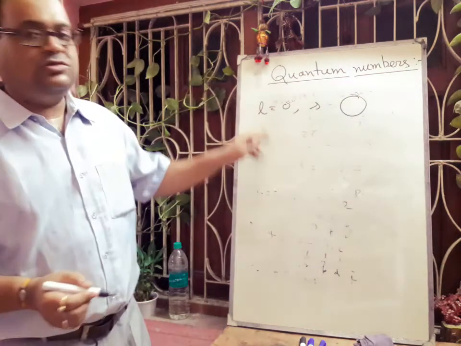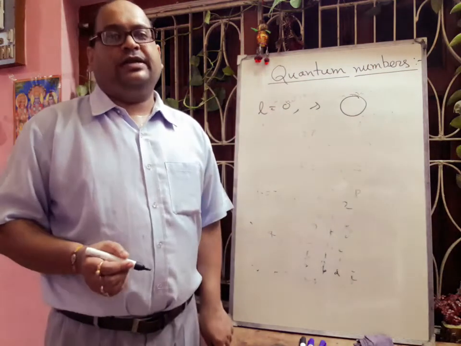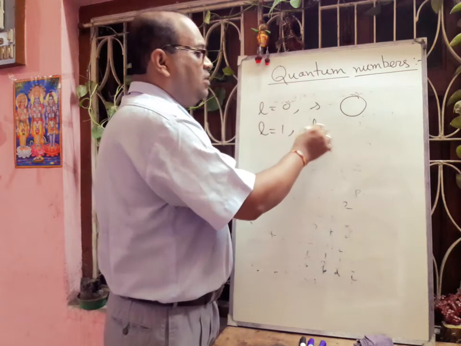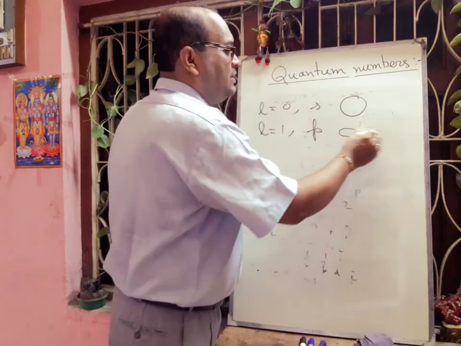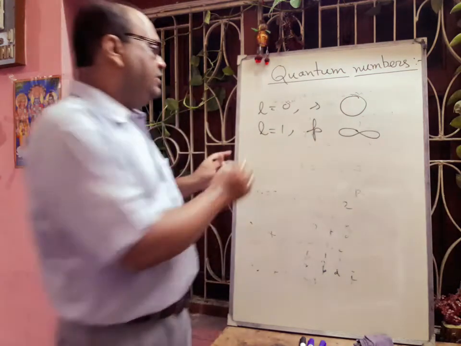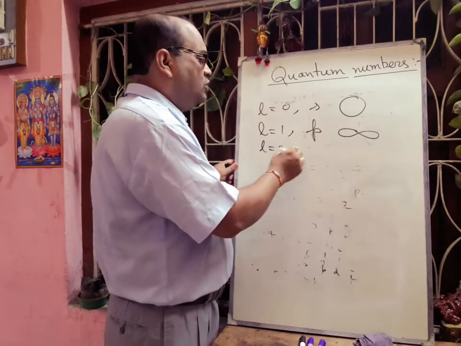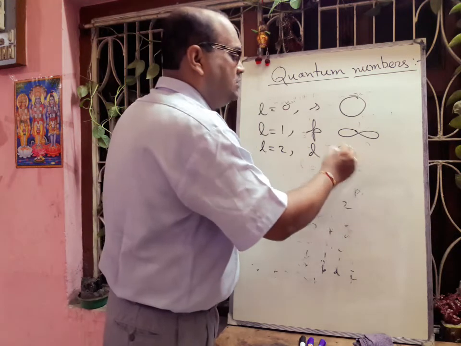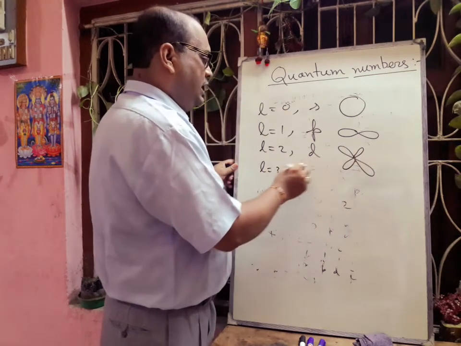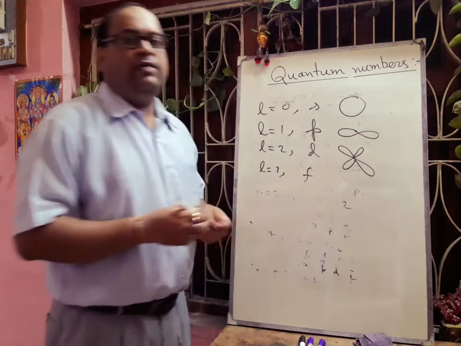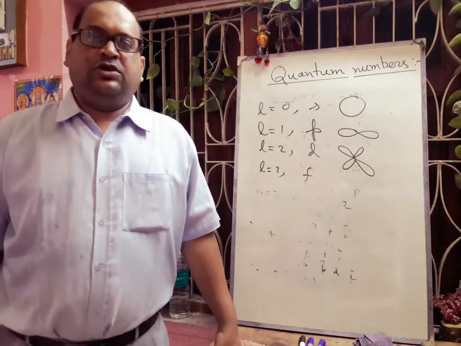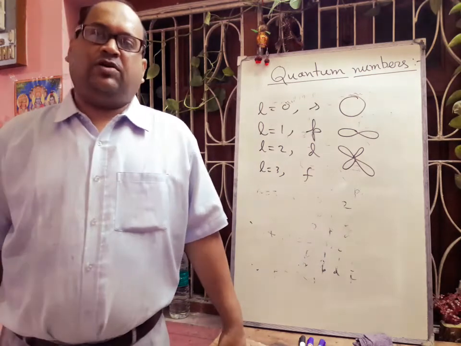So this L also indicates the shape of an orbital. When L is equal to 1, it indicates the p orbital. The p orbital is dumbbell shaped. So it is indicating the shape. Whenever we write that L is equal to 2, it is the d orbital. The d orbital is double dumbbell shaped. When L is equal to 3, it is the f orbital. The f orbital may be triple dumbbell or a more complex shape. So L indicates the shape of the orbital.